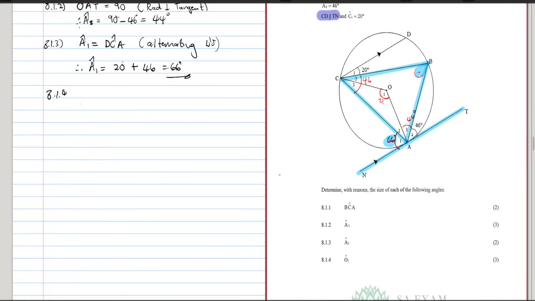So let's calculate B and then we're going to calculate O1. Angle B is equal to angle A1. They are both equal to 66 degrees. That's through the tan chord theorem.